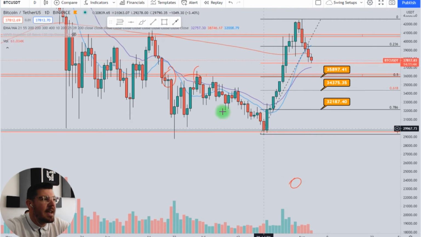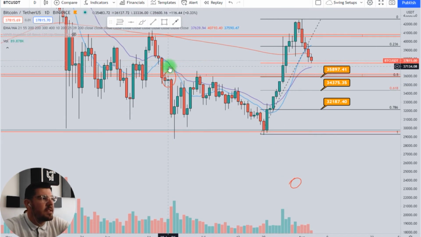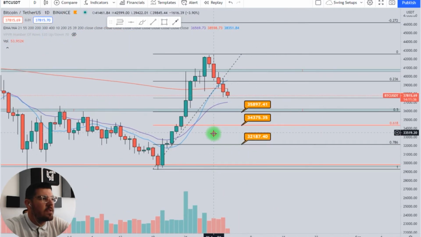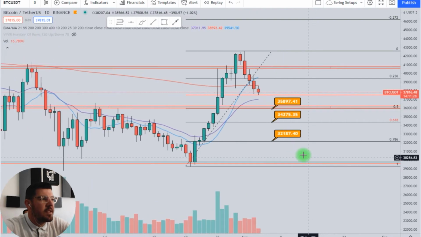I would not buy at these lows. This is where I'll start to monitor to potentially exit the trade, but these are the levels where I want to dollar cost average into BTC. So pause the video right here, check the levels and look at the lows right here.